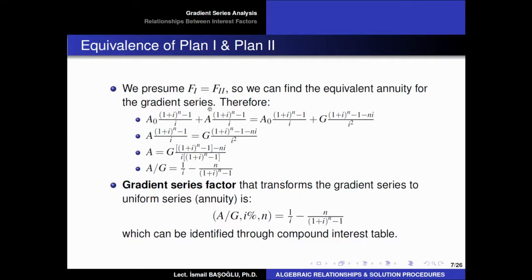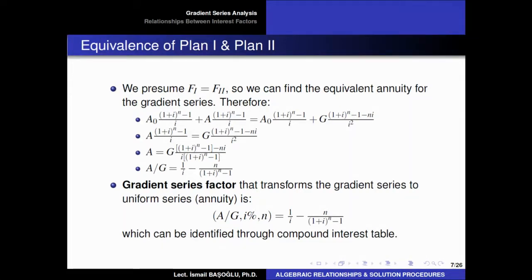So remember now, in the previous page, we have computed the future value of the second payment plan. This was F2, as A0 times the uniform series compound amount factor plus A times the uniform series compound amount factor. And in the other page, where we have developed the future value of the first payment plan, we have stated that it was equal to A0 times the uniform series compound amount factor plus G times the algebraic formula that we have developed in that.